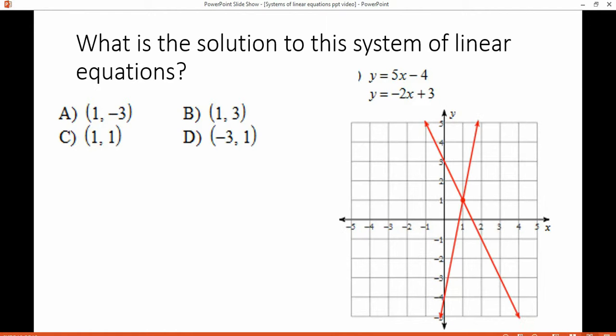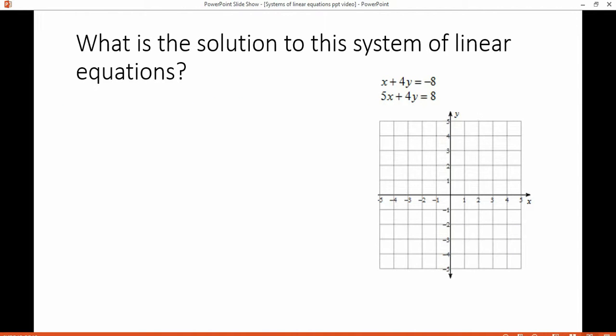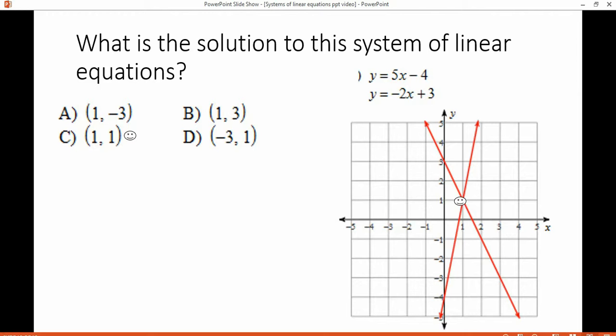The correct answer to this is going to be answer choice C. These two lines intersect at 1, 1. Therefore, that is my solution to this system of equations. That is the solution that satisfies both equations. It's a point on each of these equations' lines. That is what satisfies both of these equations. Choice C.